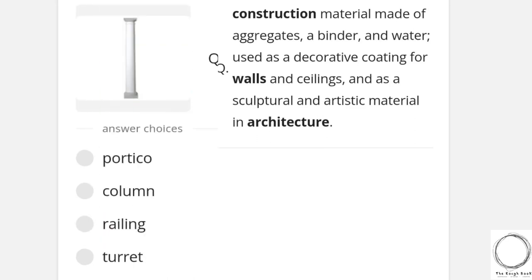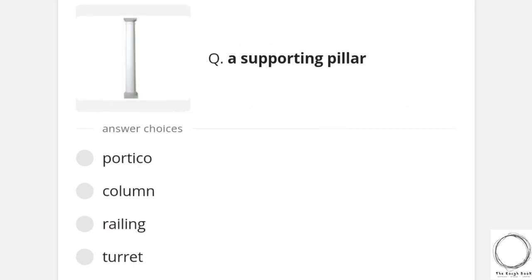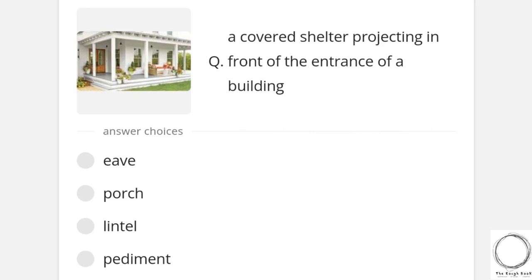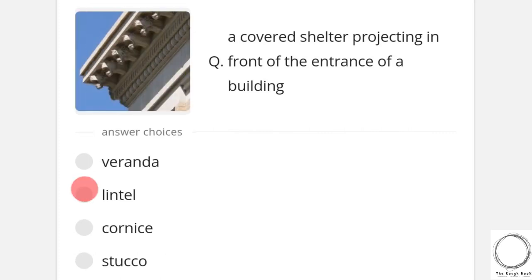Moving on to the next question, looking at the image, a supporting pillar is called. Options are portico, column, railing and turret, and the right answer is column. Next, a covered shelter projecting in front of the entrance of a building is called. Options are eave, porch, lintel, pediment, and the right answer is porch, like you can see in the image.